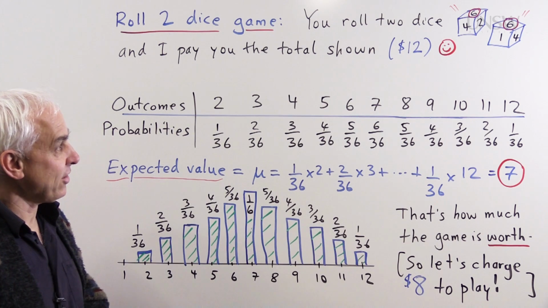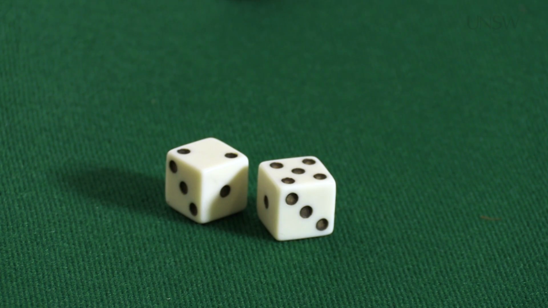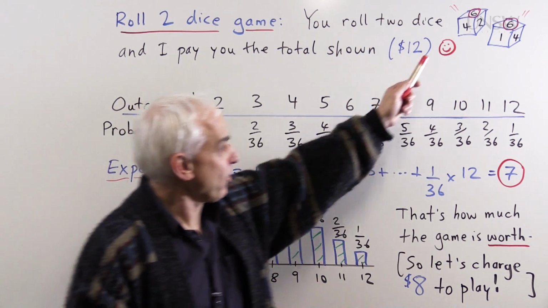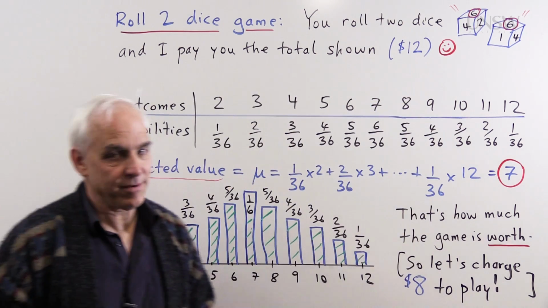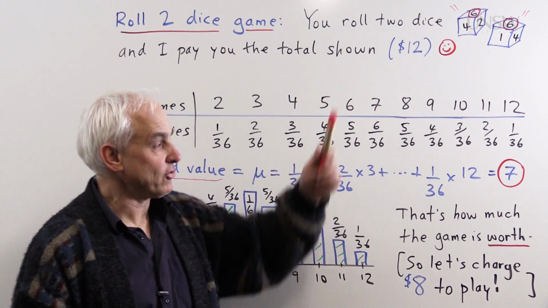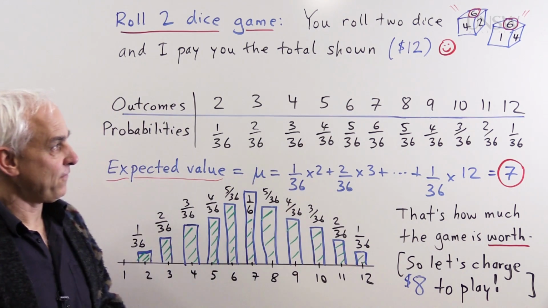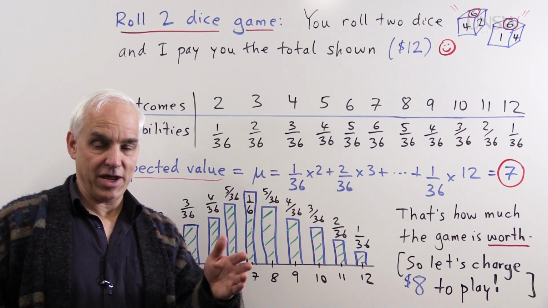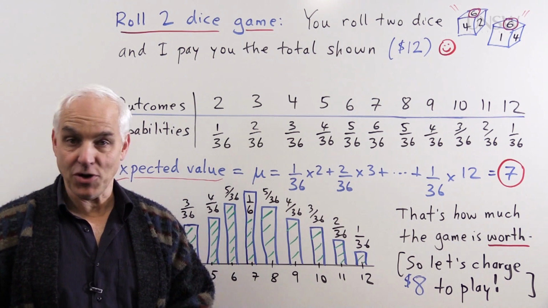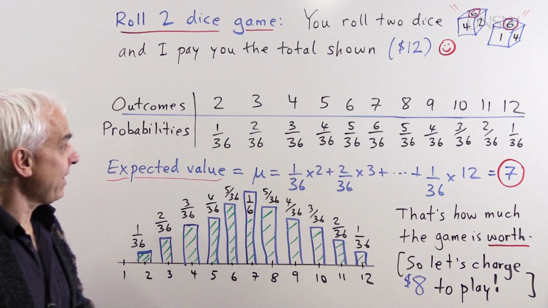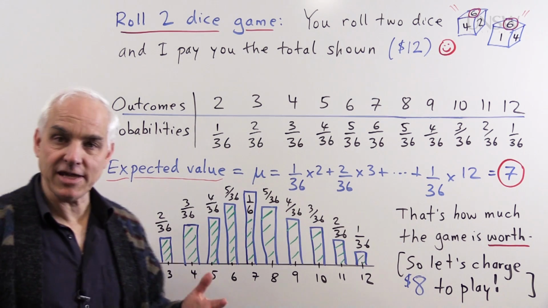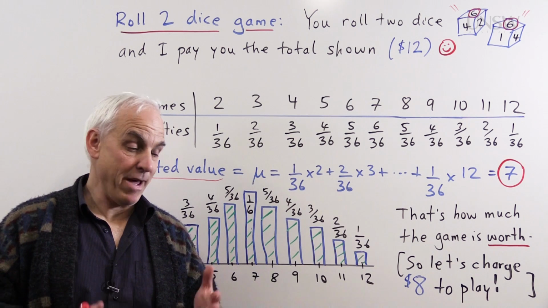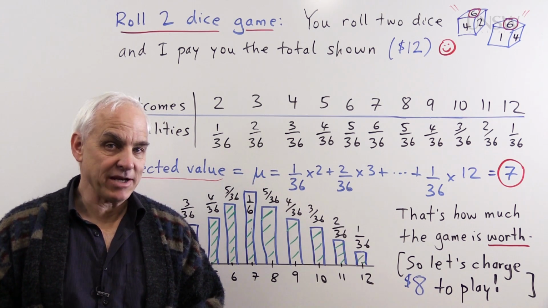The game is that you roll 2 dice, and I pay you the total shown. For example, if you roll 2 dice and 2 6s are shown, then that's the best possible outcome. I'm going to pay you $12. If you roll 2 1s, I'm going to pay you only $2. So your outcome per game is somewhere between $2 and $12. And we're kind of interested in how much is this game worth? In mathematical terms, what is its expected value?